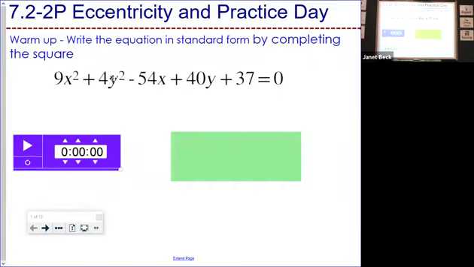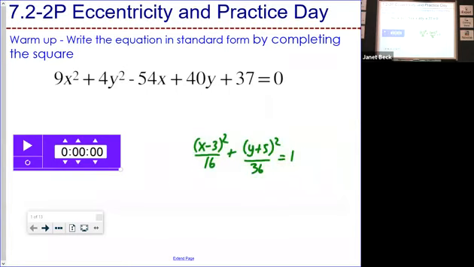Okay, so to complete the square, don't forget you have to gather all the x's together, gather all the y's together. The only thing that wouldn't stay on this side would be the plus 37, which would go to this side. As you gather the x's together, I would have factored out the 9. As I gathered the y's together, I would have factored out the 4. The answer that you should have got is this.